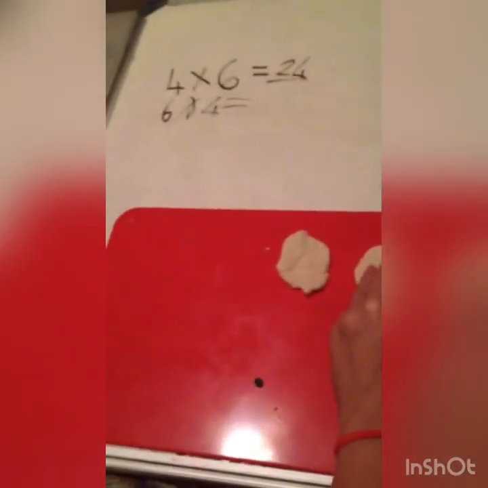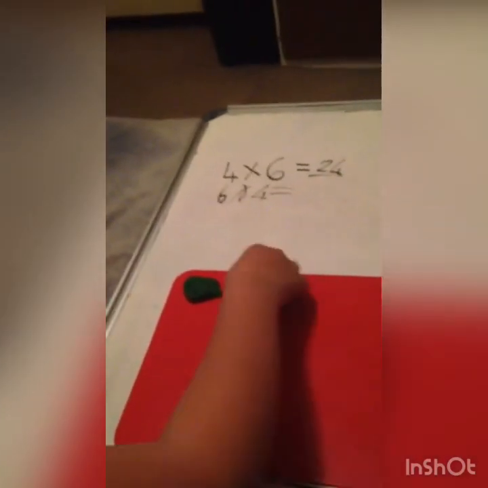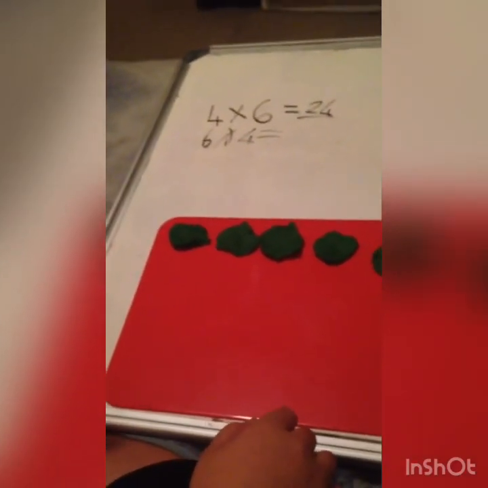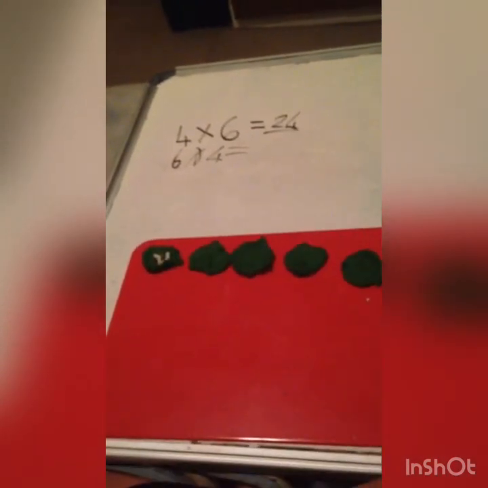Now, using the same method with the Play-Doh of the two colors, how are you going to determine what the answer of 6 times 4 is? You're going to have 6 groups. 1, 2, 3, 4, 5, 6. Okay, and then how many items are you going to have in each group? 4. Okay. 1, 2, 3, 4.